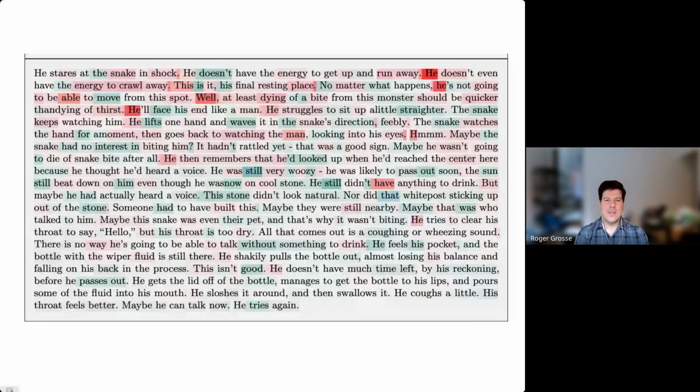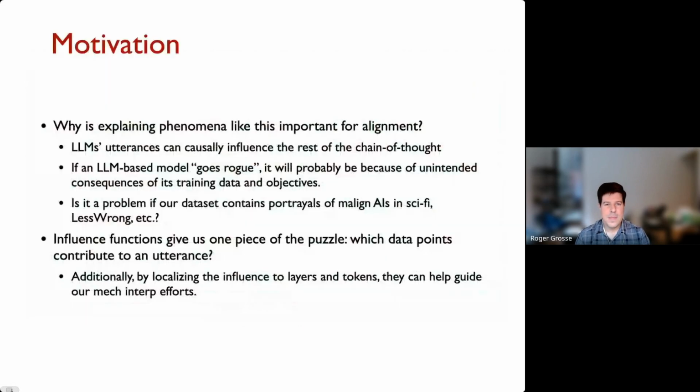And the second document is nothing to do with AI, but this is a vignette about a guy who is trapped in the desert and trying to stay alive. He sees a snake that makes him very worried. And so these documents are both related at a fairly thematic level. And so why do we care about examples like this, right?